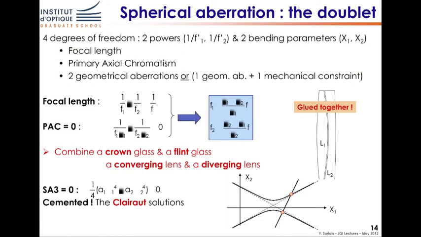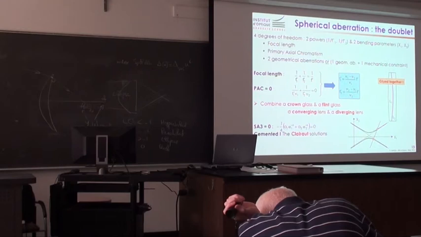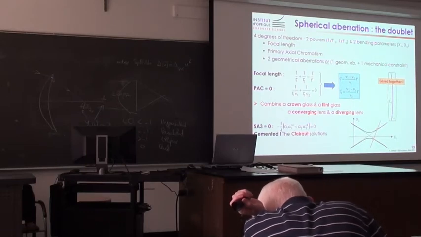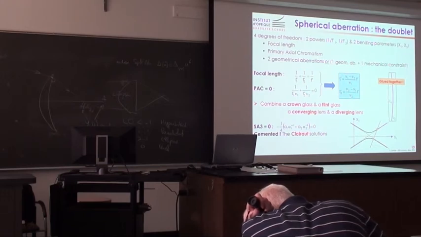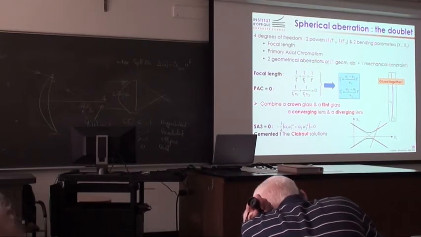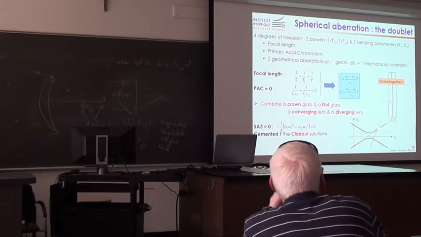Alternatively, you may not care about coma, but having an airspace between the two lenses is a problem for some reason. You don't want to align the two. So you buy a cemented doublet. You don't have this degree of freedom. This puts yet another linear constraint between the two bending parameters. Cemented is easy to say, but what it means is that you put a strong constraint between the second surface of the first lens and the first surface of the second lens. They should have the same radius of curvature. This is yet another linear constraint. So you have, again, two solutions.